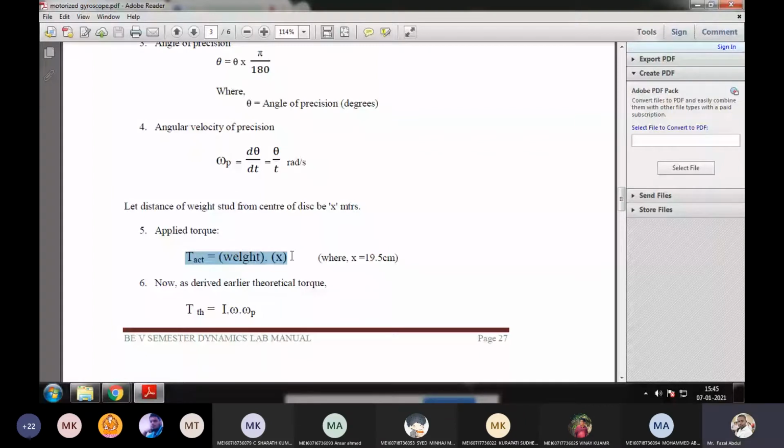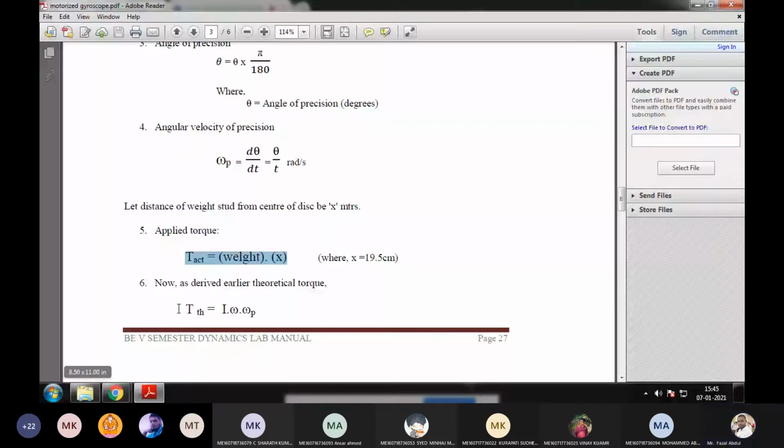In this equation, I omega omega p, omega p is the angular precession, omega is the angular velocity, and I is the moment of inertia. We are verifying the practical against the theoretical in this experiment.